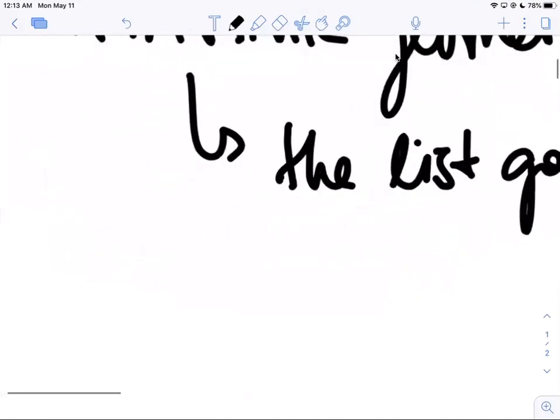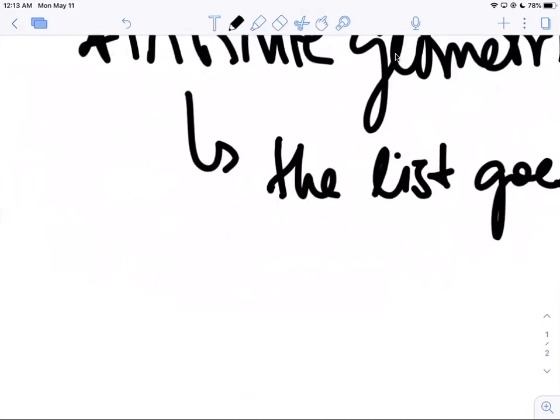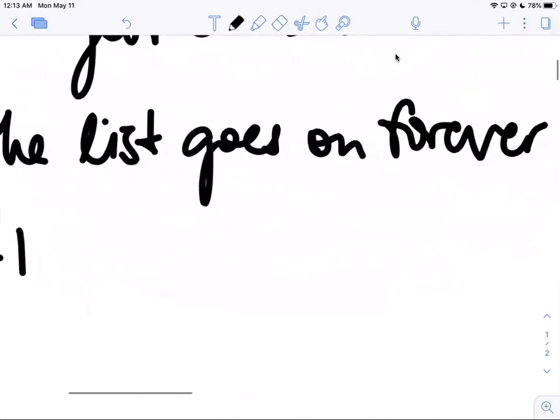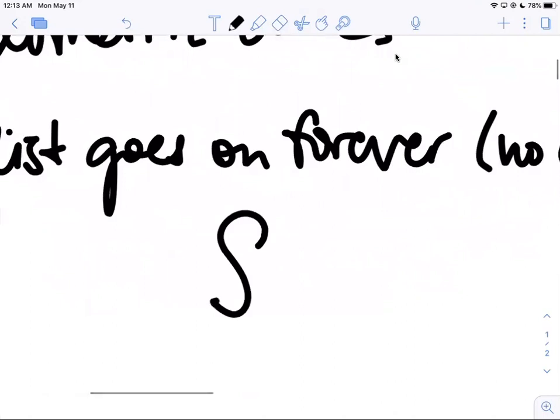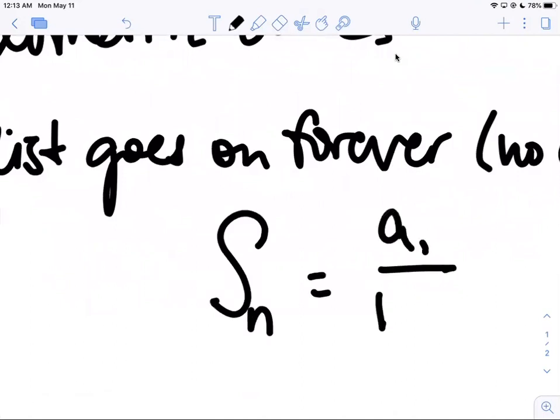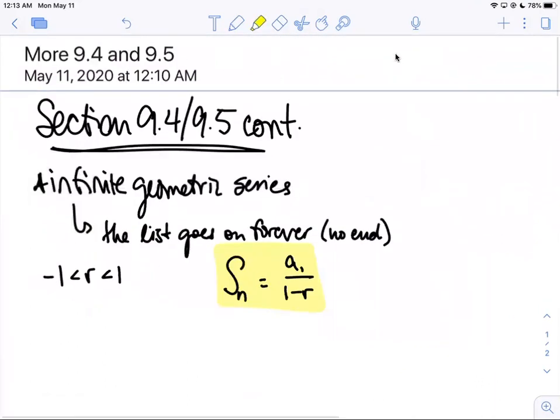In this case, what we're looking for is we want our r to be between -1 and +1. And I'll show you why that's important in a second. And the formula that we're going to use here is S sub n is equal to a sub 1 over 1 minus r. So I'm going to highlight that because we're going to reference this again. So again, this is for infinite series only. And it will be pretty explicit in the directions if it's an infinite series or if it's not. So don't let that concern you.